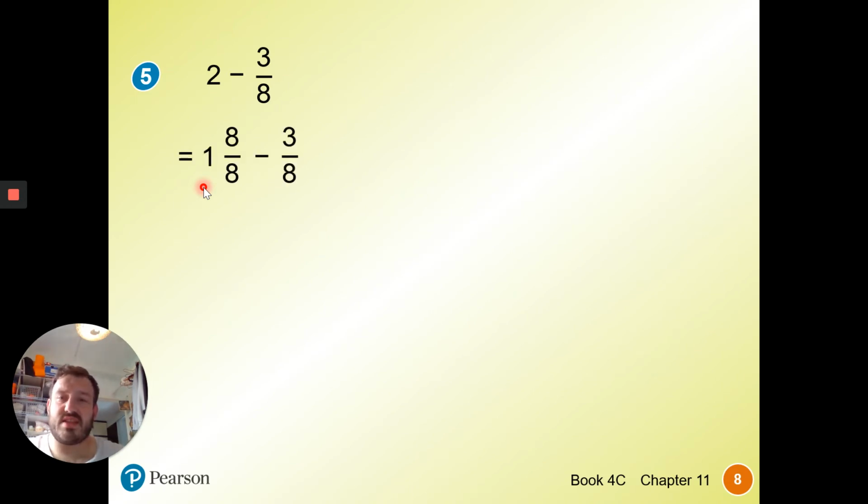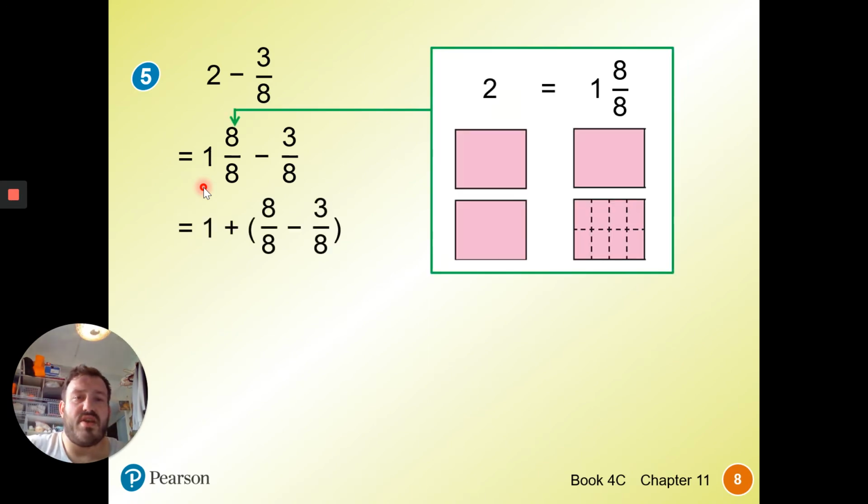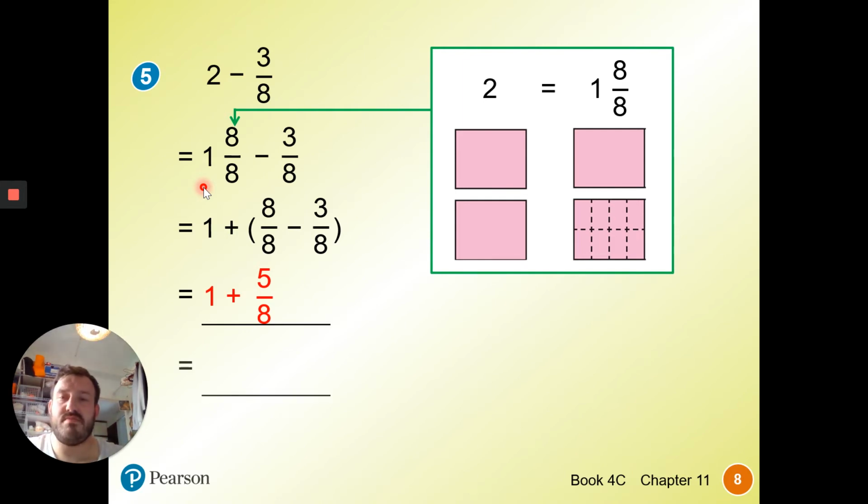Next is 2 minus 3/8. So I'm going to practice the exact same again, but this time I'm only going to change one part. So I'm going to have 1 and 8 over 8, which is still 2, minus 3 over 8. And then I split it up, and so it's now just 8 minus 3. Okay?